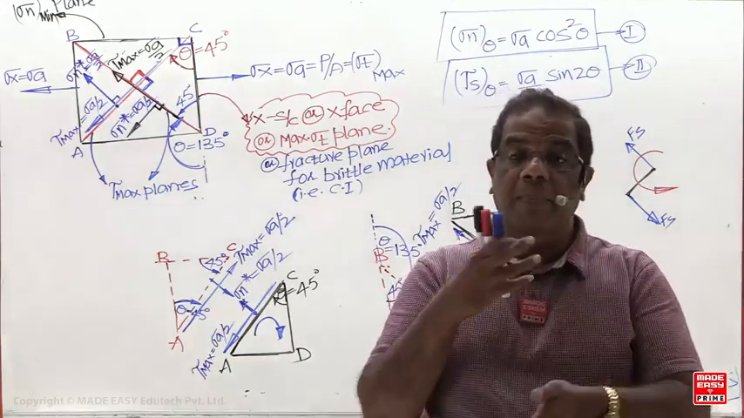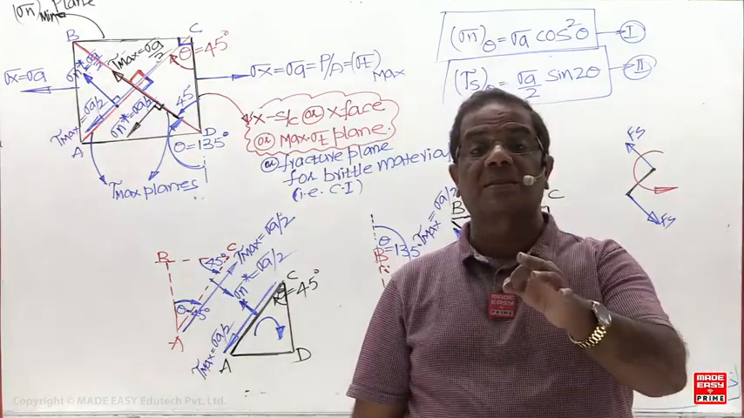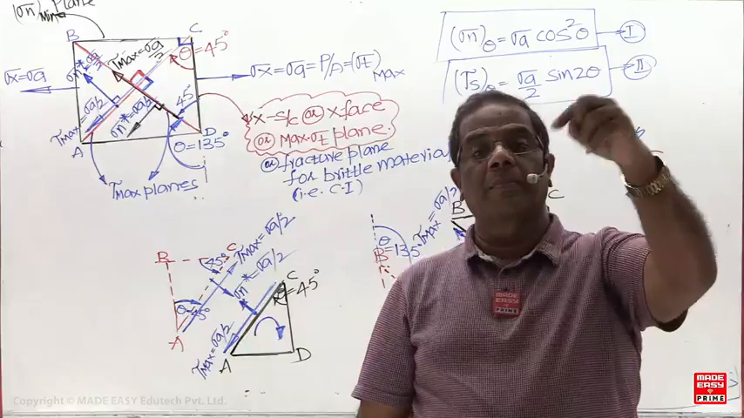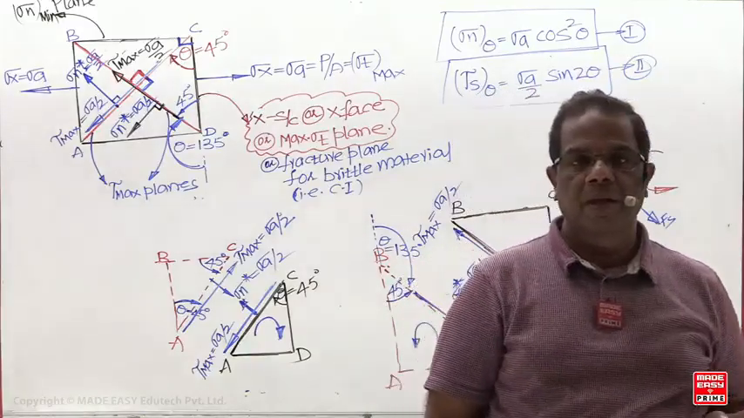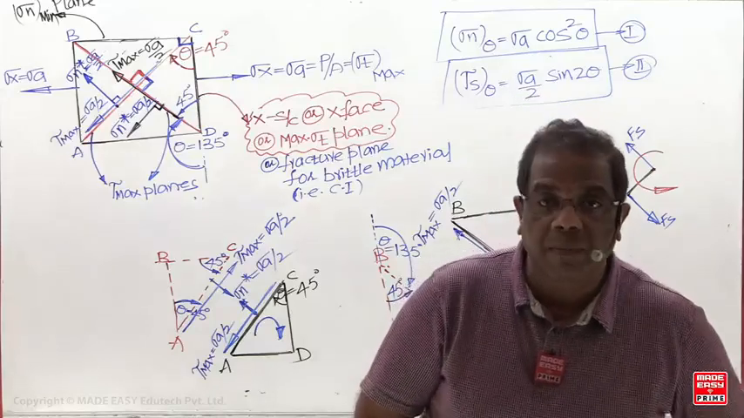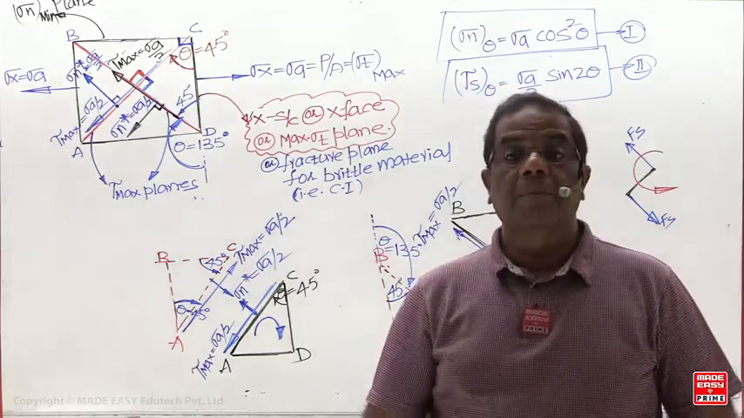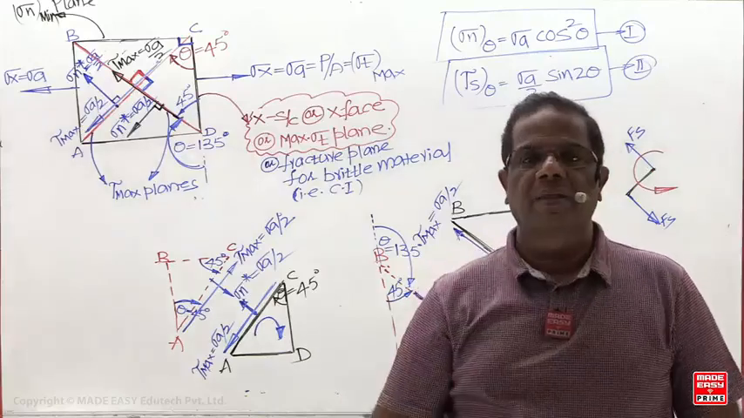So what is the principal plane definition? A principal plane is a plane on which normal stresses are either maximum or minimum, but shear stress is 0. So what is the other name for a principal plane? Maximum and minimum normal stress planes, or planes of 0 shear stress. They are very, very important now.